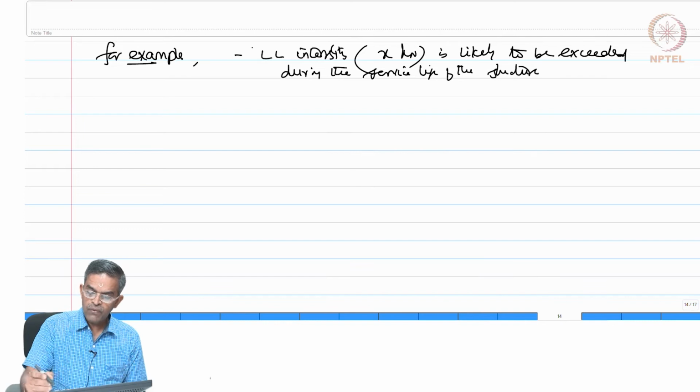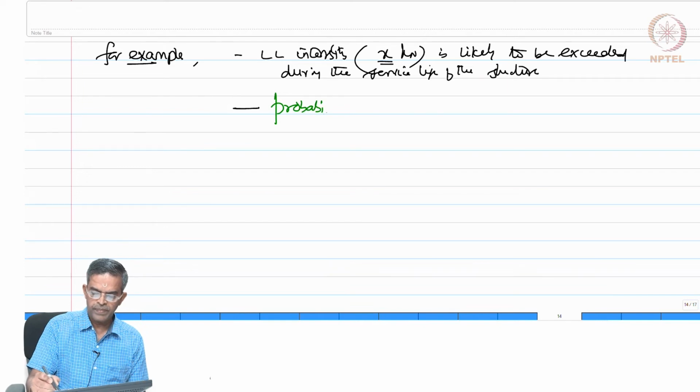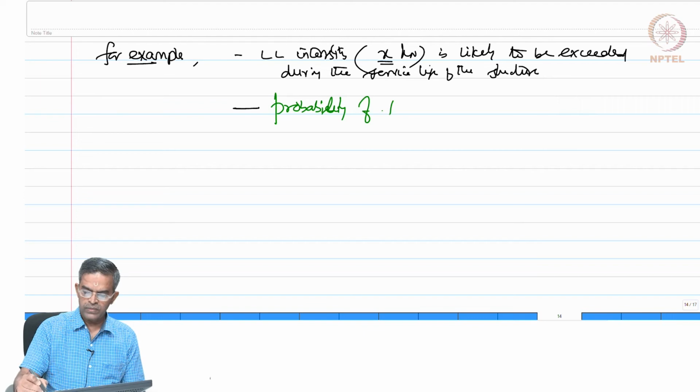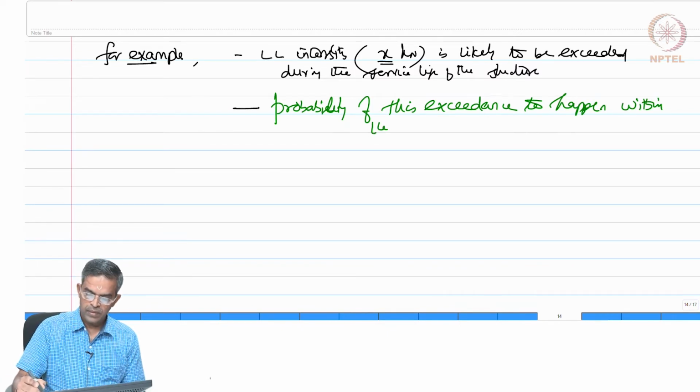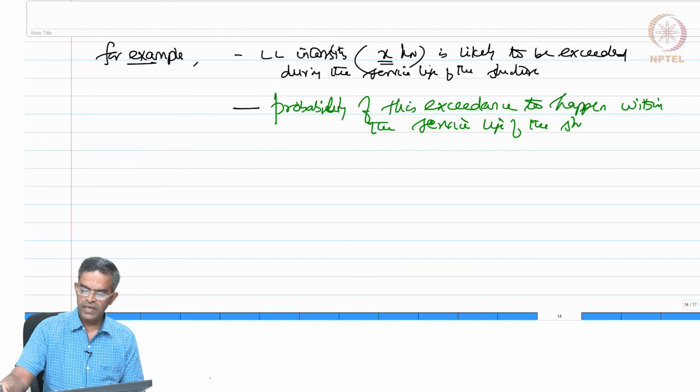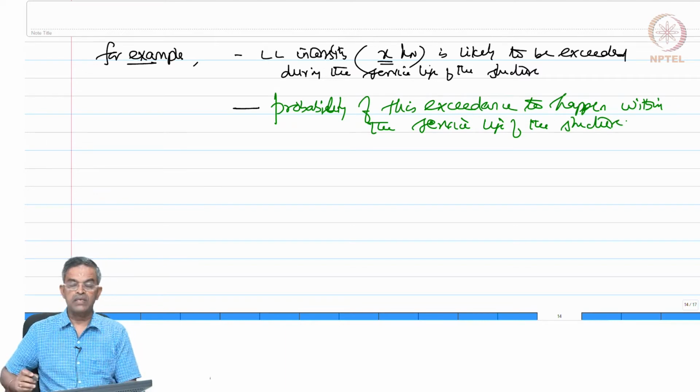We are not looking for this intensity, we are looking for the probability of this exceedance to happen within the service life of the structure. Friends, that is a very important argument which you must understand.